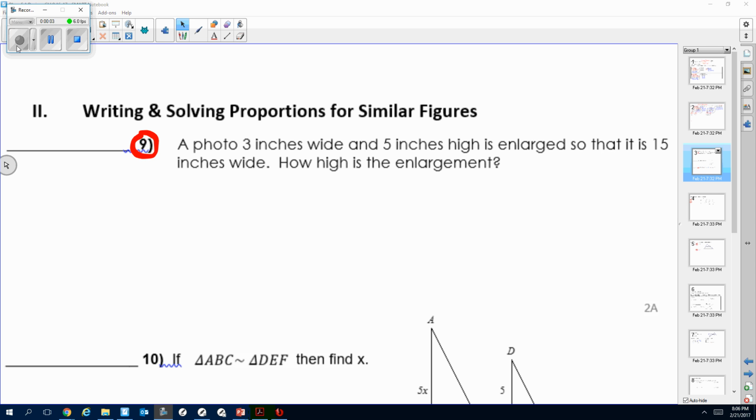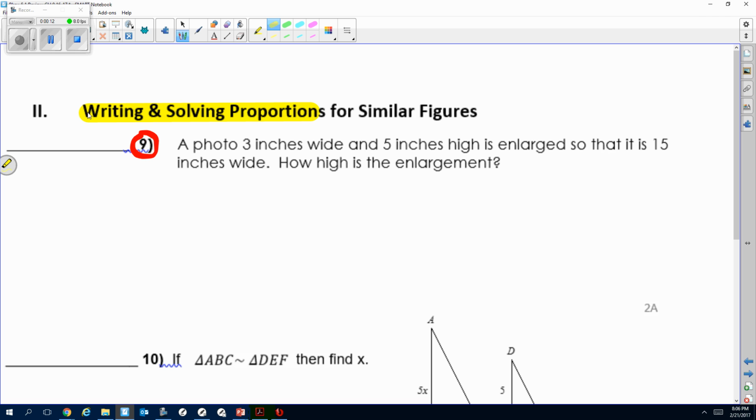Okay, you're going to have about 2 to 3 questions that require you to write and solve a proportion. Write and solve a proportion for similar figures. So you might have to draw pictures if there's no pictures given to you.